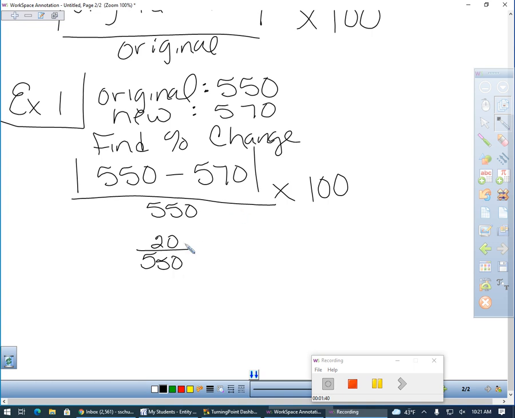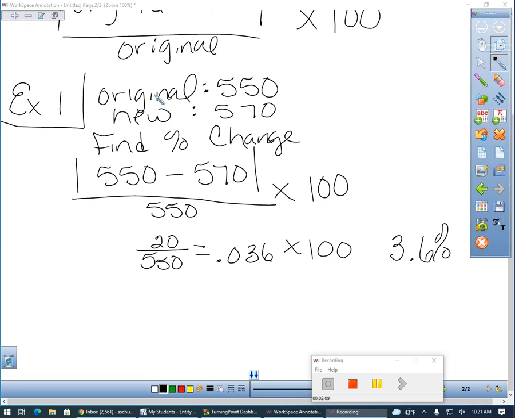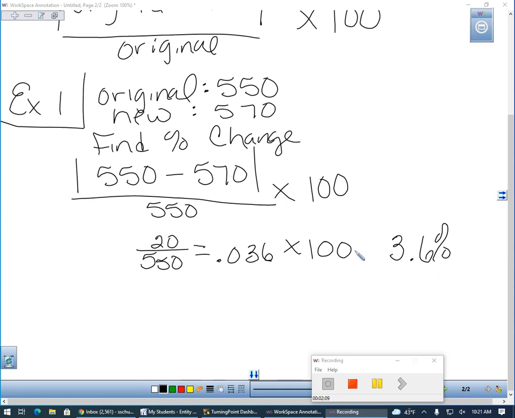All right, we get 0.036. We're going to times that by 100, and we get 3.6%. So here's the only other thing I need you to do as we do these problems. Did this number from original to new go up or down? It went up, right? So this is actually called an increase. Instead of writing out increase, I'm going to ask you that you just put an arrow pointing up. If it was a decrease, I'd ask you to put an arrow pointing down.